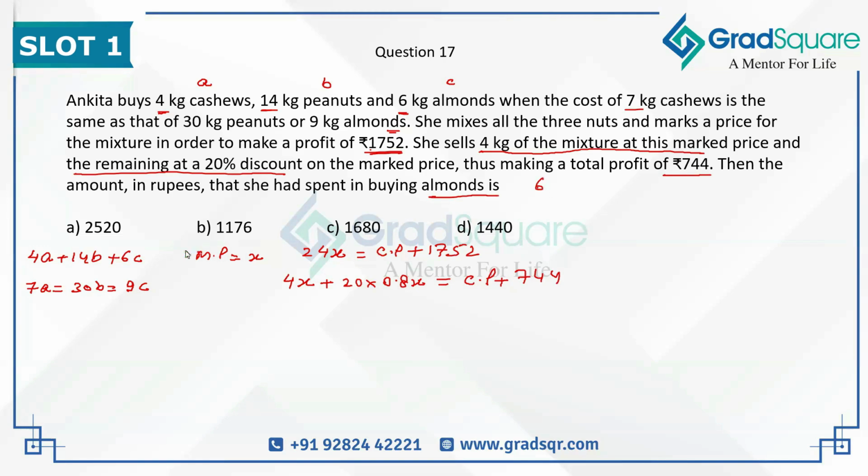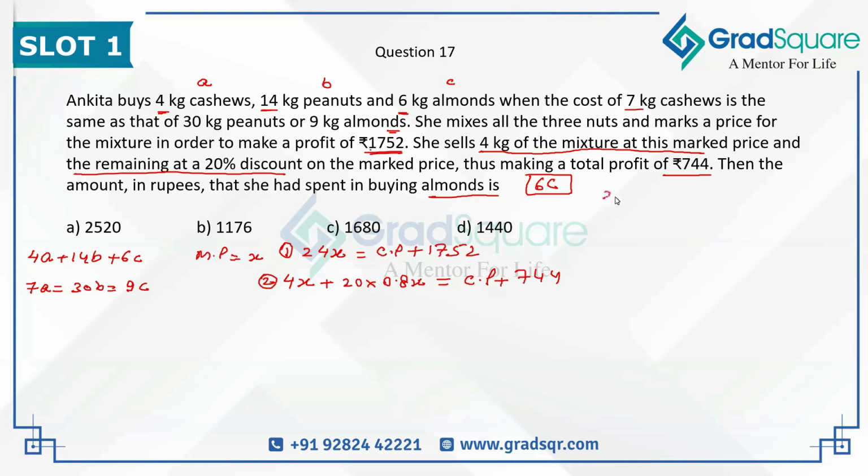That means effectively they are asking me the value of 6C. That's the value that we need to calculate. Now, looking at this equation first and this equation as the second equation, I can find out the value of my total cost price, and I can find out the value of x as well. So let's try to solve these two equations.